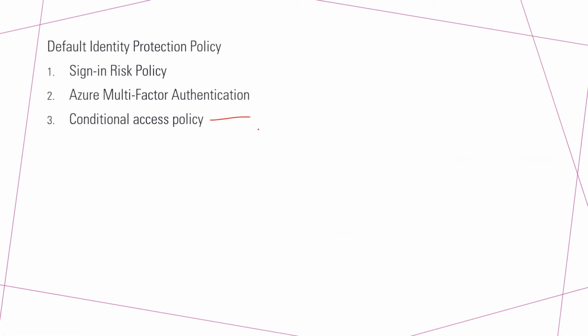Conditional access. So what is conditional access? It's a tool by Azure Active Directory to bring signals together to make decisions and enforce organizational policies. So this is more of an automation. So I mentioned earlier, with the sign-in risk policy, it works on signals, then the risk score, and then action.